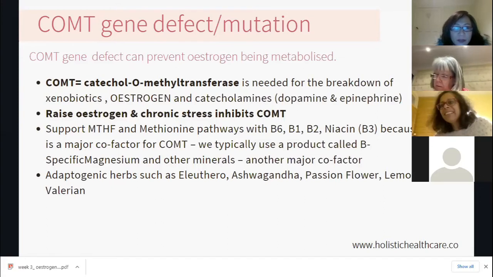So the classic example here is the COMT gene. It allows for transcription, or the formation, of the COMT enzyme, which is known as catechol-O-methyltransferase, and that is needed to break down xenobiotics. So it's needed to break down antibiotics, drugs, chemicals, pesticides, herbicides, insecticides, and those things that we eat every day through our diet, because it's hard to avoid all these things, isn't it? You can't get organic food all the time, even if you want to.